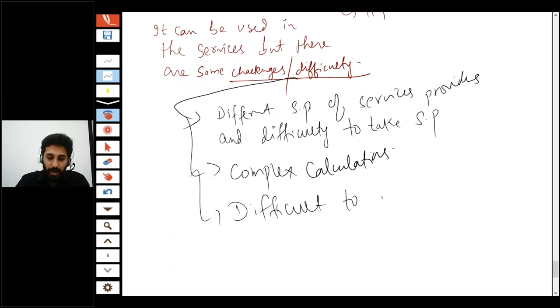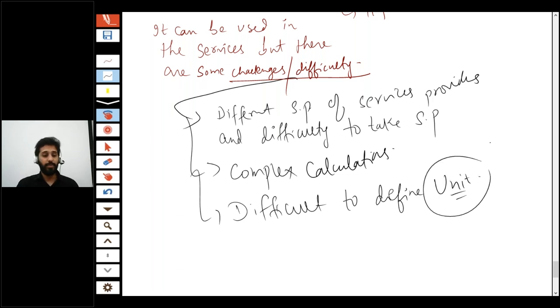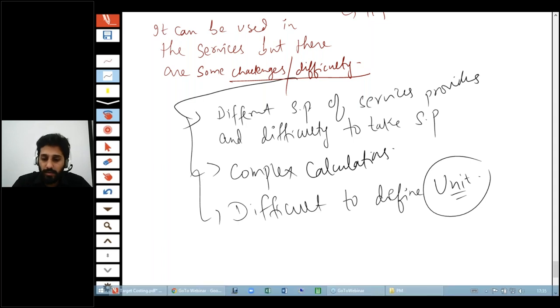It is difficult to define the unit. That is, is it per unit, per kilometer, per passenger? What is a per unit, right? So it can be used in the service industry. Target costing can be used in the service industry, but there are some challenges which we have discussed here.